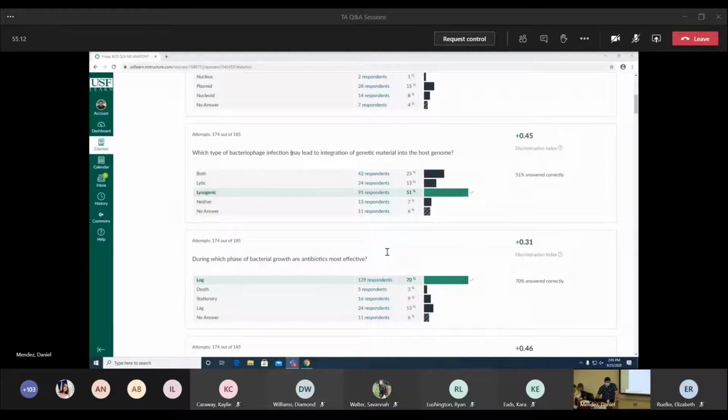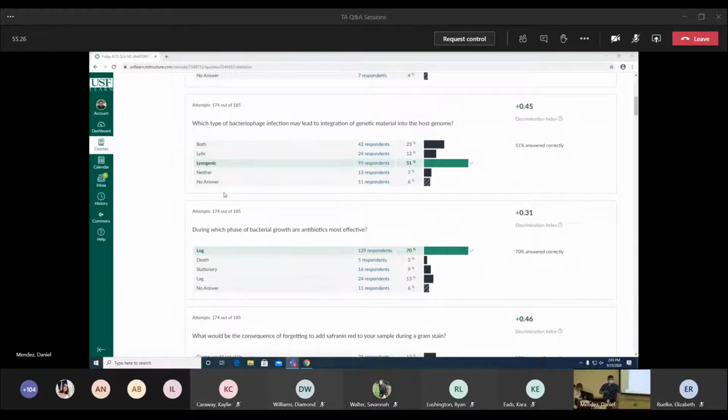Which type of bacteriophage infection may lead to integration of genetic material into the host genome? I saw that a lot of people had problems with this one. The biggest difference between lytic and lysogenic is that lysogenic is actually going to integrate. Lytic, instead of integrating, is just going to go in and destroy the cell from the inside. So lysogenic is going to integrate its own DNA into the host, and then over time, it will wait, replicate itself, and then kill. So lysogenic will lead into killing, but this is the one where we're actually going to integrate into the host cell. Make sure you know that difference. That's going to come up again in block 2 with Dr. Tang when you get into virology.